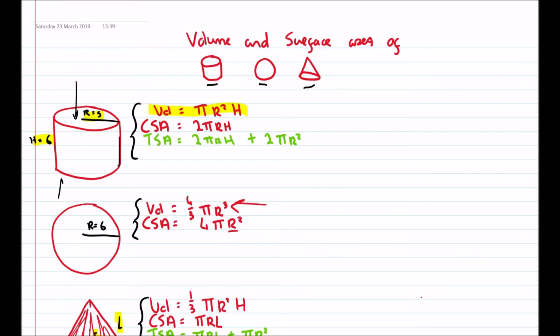And likewise, if you're given the volume and you want to find the radius, you'll put in the volume and you'll work back to find the radius. Okay, I'll do that for you now. So let's say we had a sphere with volume 90 pi centimeters cubed, and we want to find the radius.